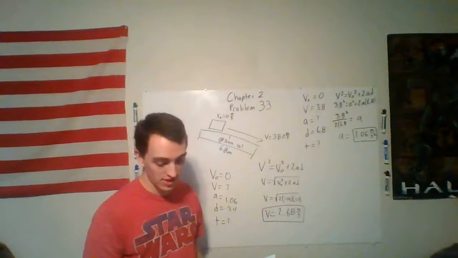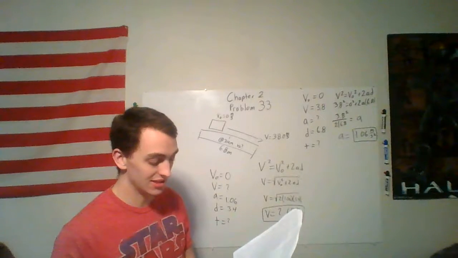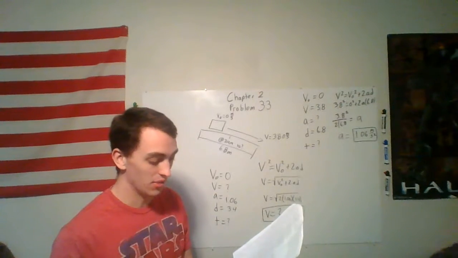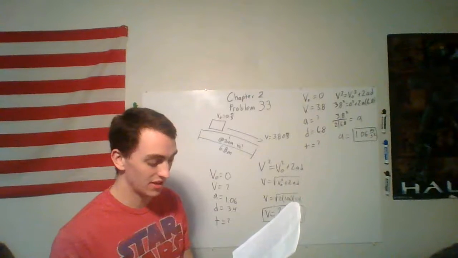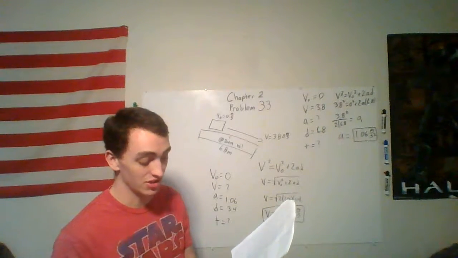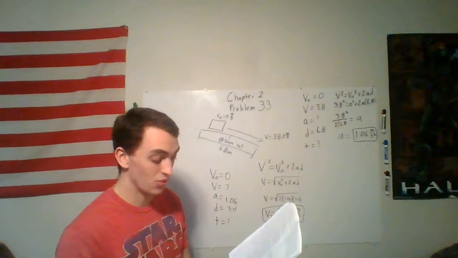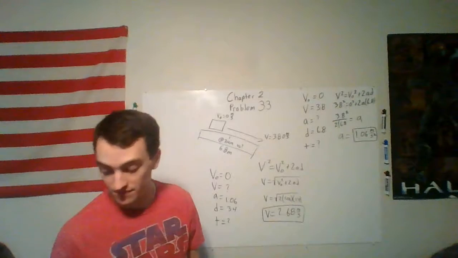Problem 33 reads: a small block has a constant acceleration as it slides down a frictionless incline. The block is released from rest at the top of the incline, and its speed after it has traveled 6.8 meters to the bottom of the incline is 3.8 meters per second. What is the speed of the block when it is 3.4 meters from the top of the incline?